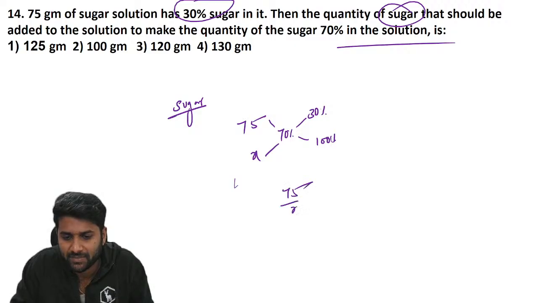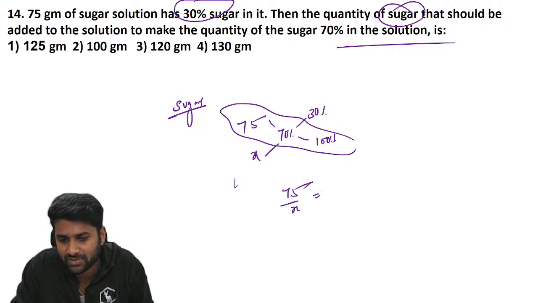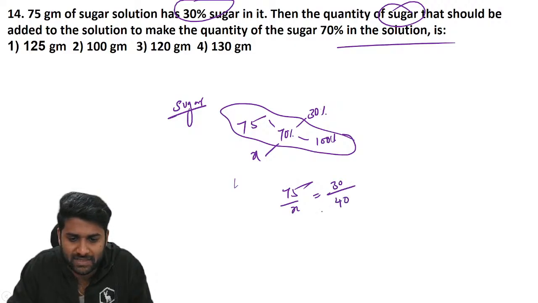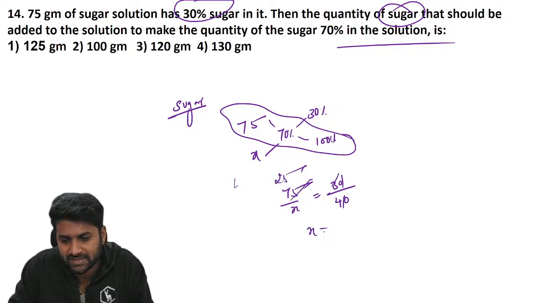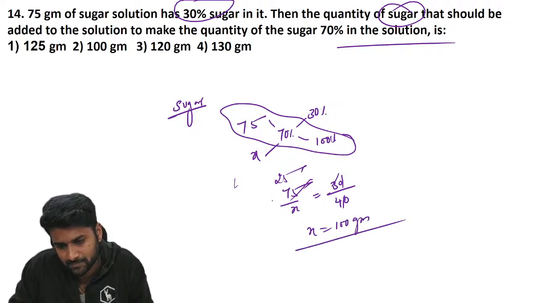So 75 by x is equal to higher value minus lower value. So the difference is 30 divided by 40. Is it clear? Further simplification, 0, 0, 3 exactly 25 times, then x is equal to 100 grams.